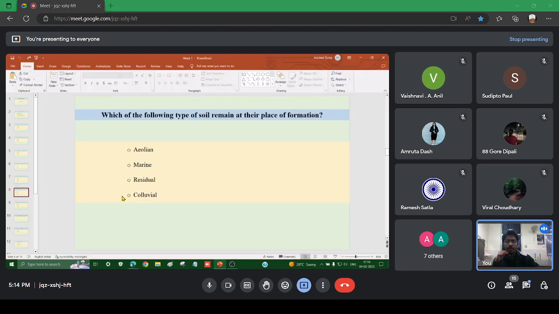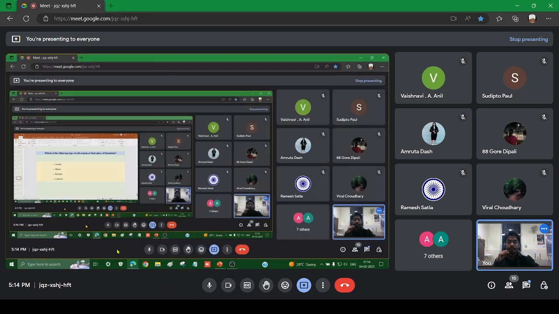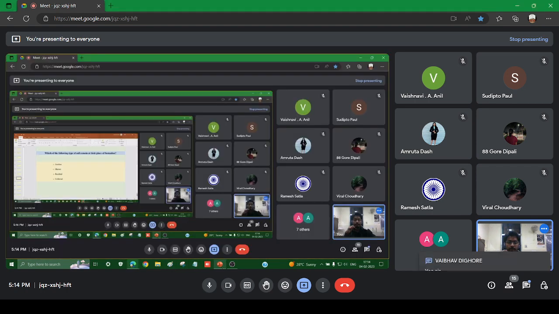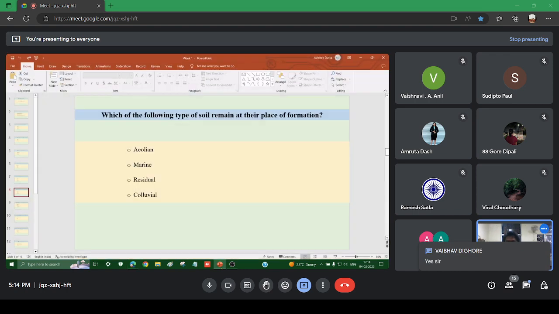I believe this question all of you have written down. Which of the following type of soil remain at their place of formation? Is it okay? Okay.